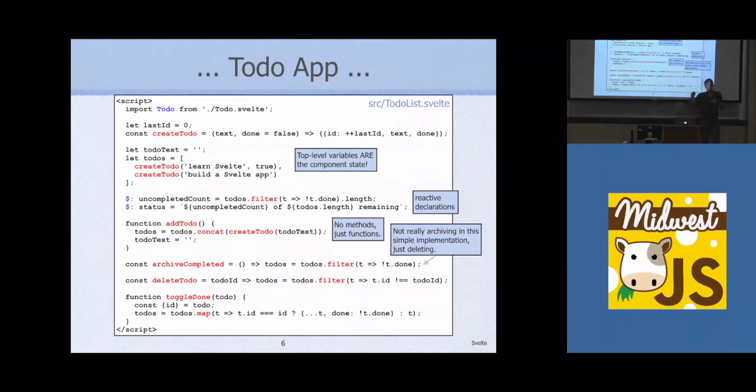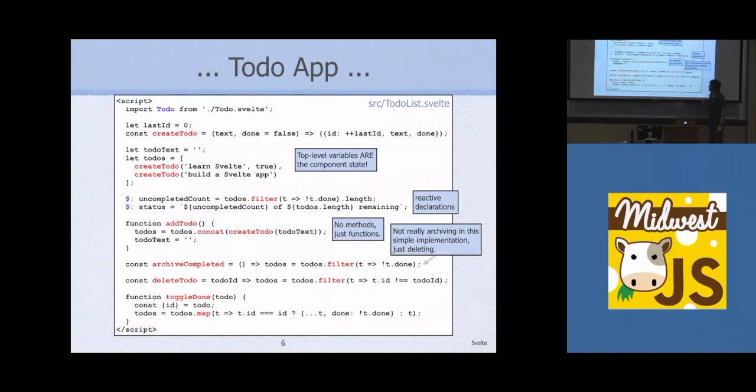Likewise, the status, that's the part at the top of the UI where it said like 1 of 2 remaining. I want to build that string here. And so I get the uncompleted count that I set right there. I can get the number of to-dos. And so anytime either of those changes, it's going to rerun this line and give me a new value for status.